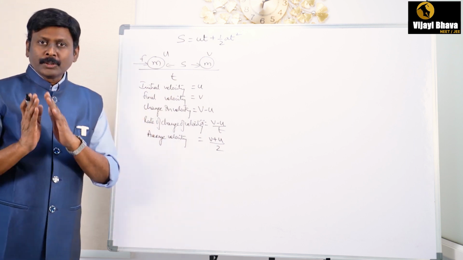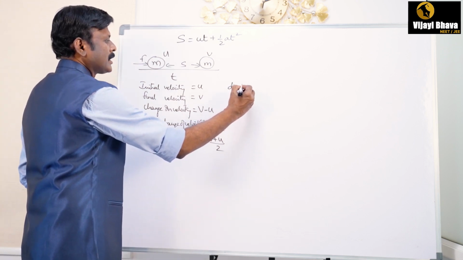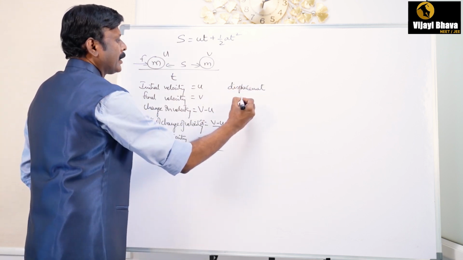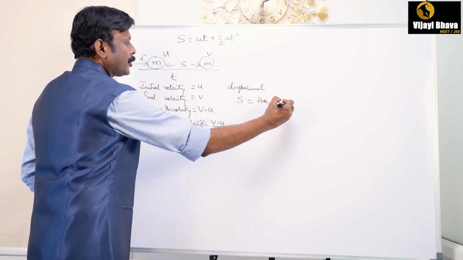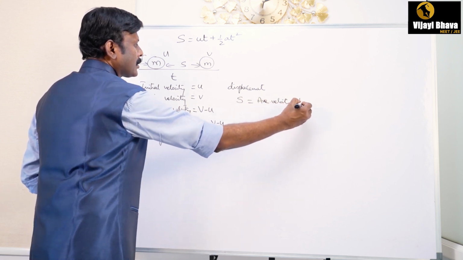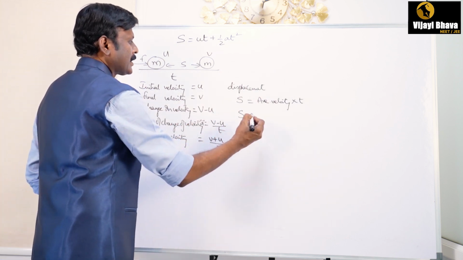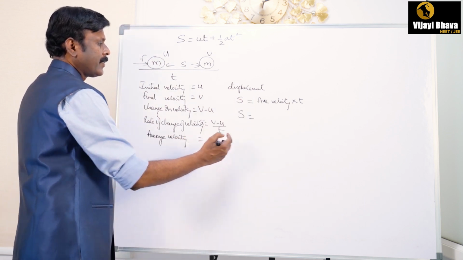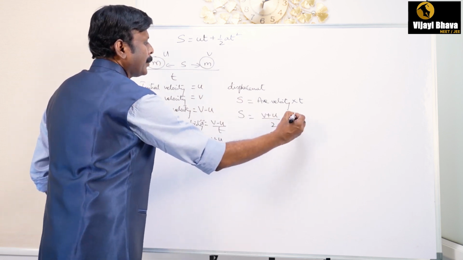Now moving on to the main part of this equation. So the displacement of the system, displacement S is given by average velocity into time. Now here displacement S is equal to, we have average velocity as v plus u by 2 and time is t.